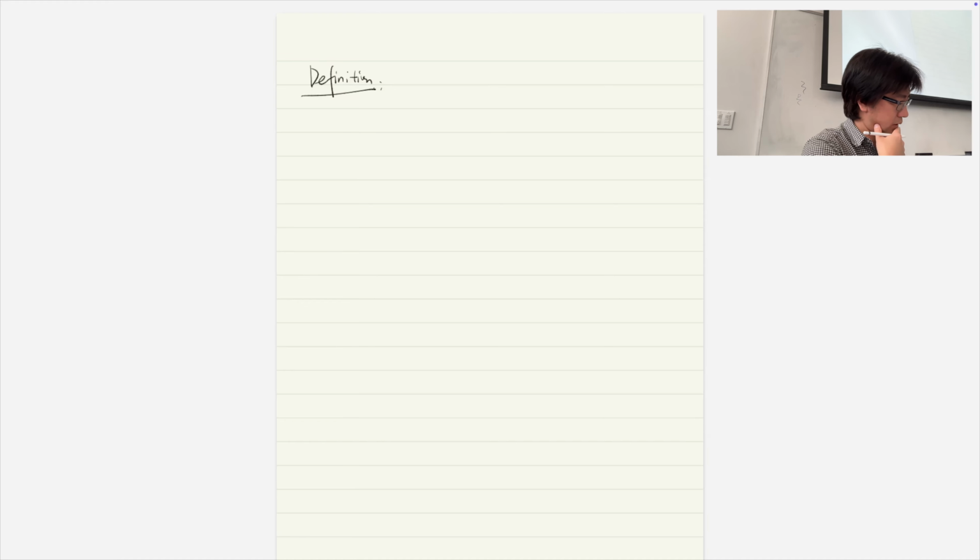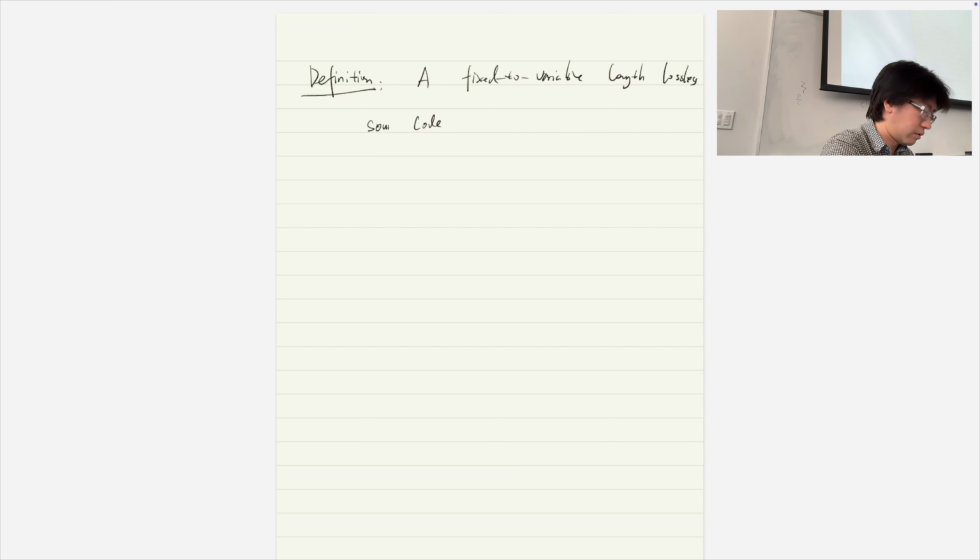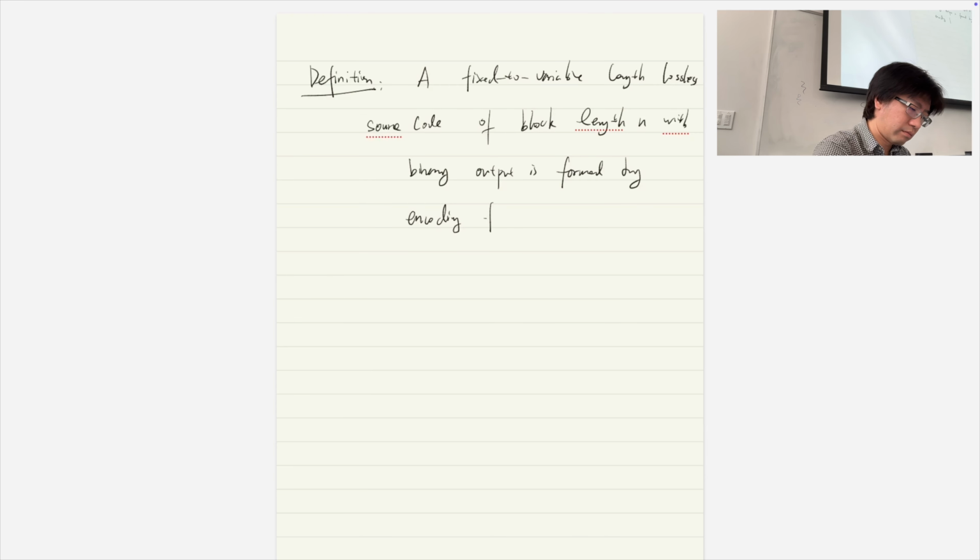Let's write it down. A fixed to variable length lossless source code of block length n with binary output is formed by the following encoding function. So the encoding function is defined in this way.